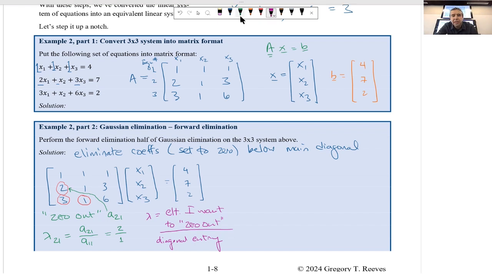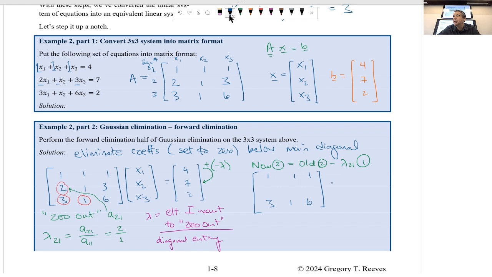Basically, replace the second row by the second row plus a negative lambda times the first row. In other words, new 2 equals old 2 minus lambda 2,1 times 1. Now the first row doesn't change, right? Furthermore, the third row didn't change either. The only thing that got replaced was the second row.